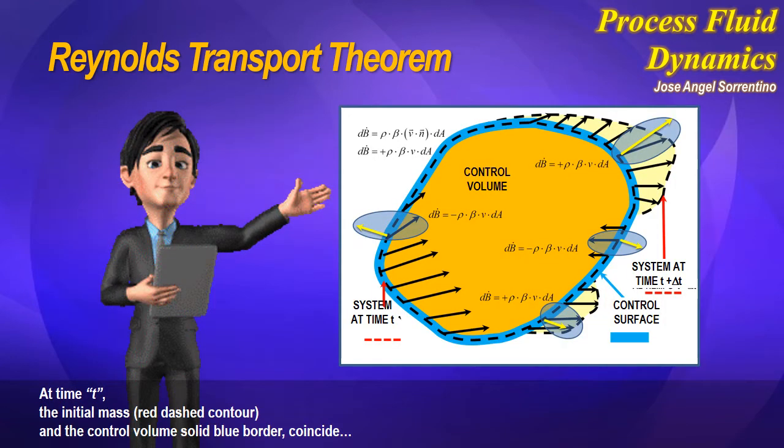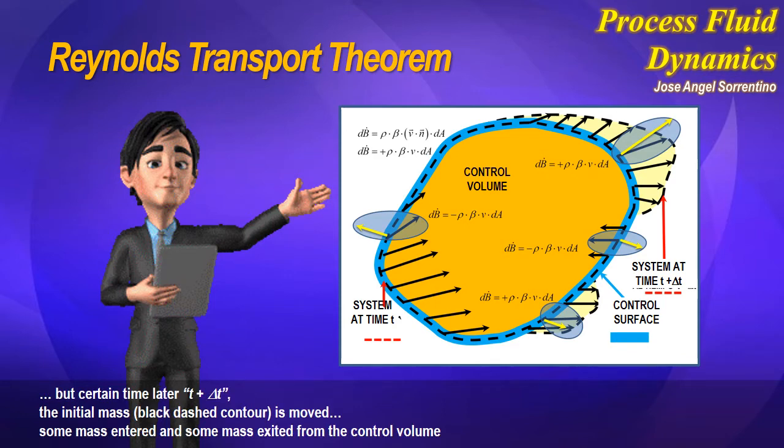is energy. At time t, the initial mass, red dashed contour, and the control volume, solid blue border, coincide. But a certain time later, t plus delta t, the initial mass, black dashed contour, has moved. Some mass entered and some mass exited from the control volume.